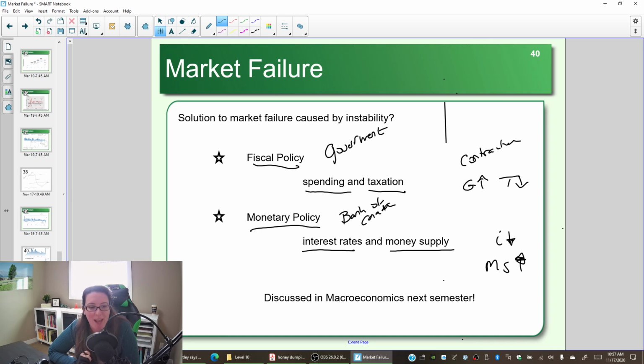What you need to know now is that instability in the market is a market failure. Fiscal policy and monetary policy are the solution to help smooth that out. Fiscal policy is government spending and taxes. Monetary policy is interest rates and changing the money supply.